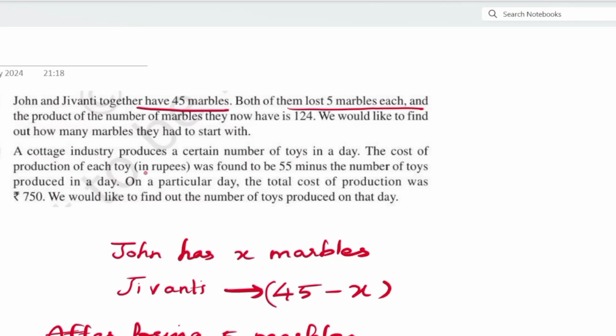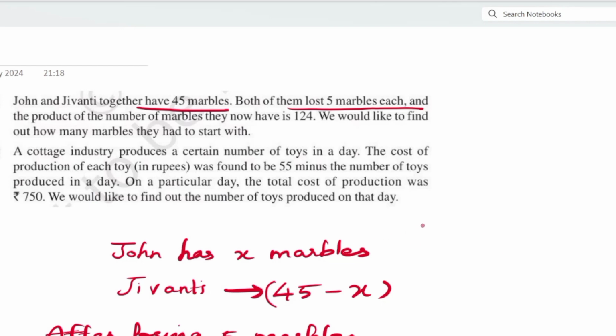A cottage industry produces a certain number of toys in a day. The cost of production of each toy in rupees was found to be 55 minus the number of toys produced in one day. On a particular day, the total cost of production was 750. We would like to find out the number of toys produced on that day. So we'll take the number of toys that is produced as x.